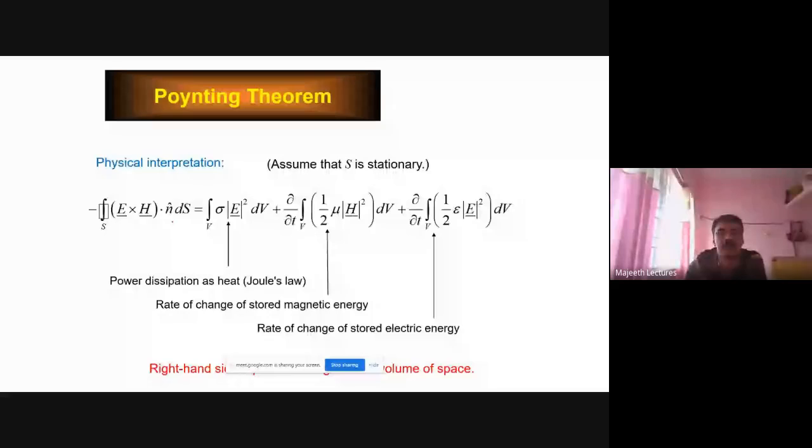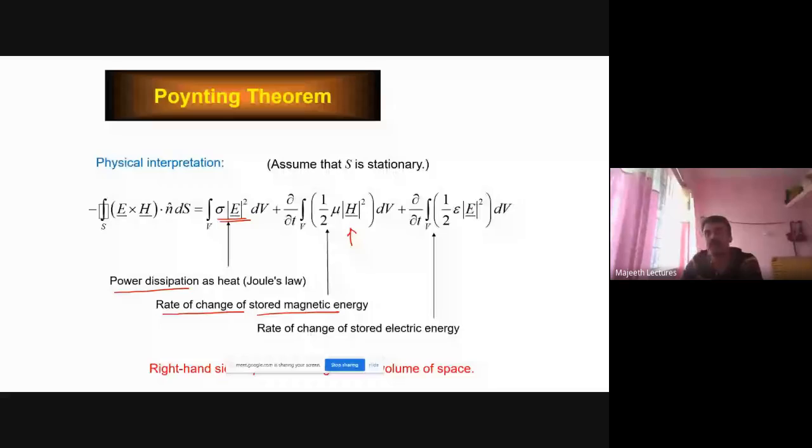So you see here, this is sigma E square, right? It is talking about power dissipation as heat. So it is loss of power. Already we know half mu H squared is the energy stored in the magnetic field from our electromagnetic field. That's the energy stored in the magnetic field. It is changing with respect to time. So dou by dou t, the rate of change of energy stored in the magnetic field.